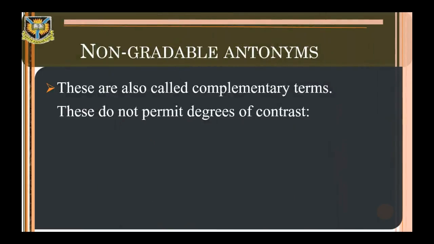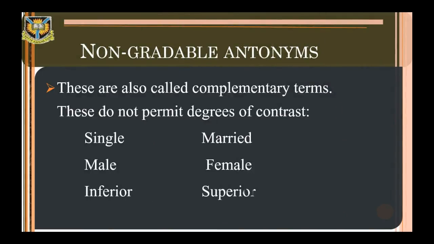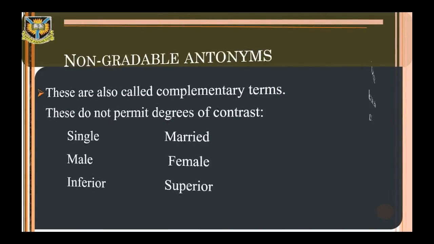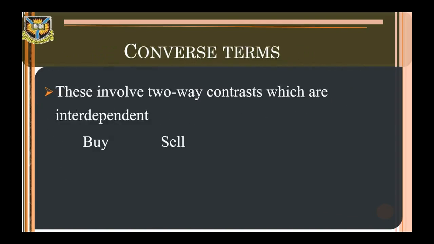Non-gradable antonyms. These are also called complementary terms. These do not permit degrees of contrast. For example, single, married, male, female, inferior, superior. Converse terms. These involve two-way contrasts which are independent. Examples: buy, sell, brother, sister.